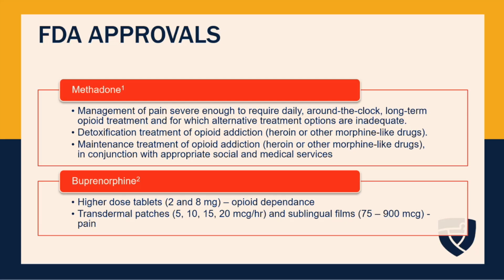But both methadone and buprenorphine have indications for pain, and that's what I'll be discussing in this presentation today. So for methadone, it's management of pain severe enough to require daily, around-the-clock, long-term opioid treatment, and for which alternative treatment options are inadequate. So the FDA labeling is really looking at chronic pain treatment. And for buprenorphine, the transdermal patches and the sublingual films that are available in the strengths listed are labeled for pain treatment.